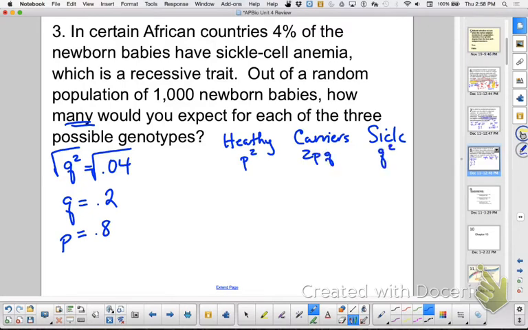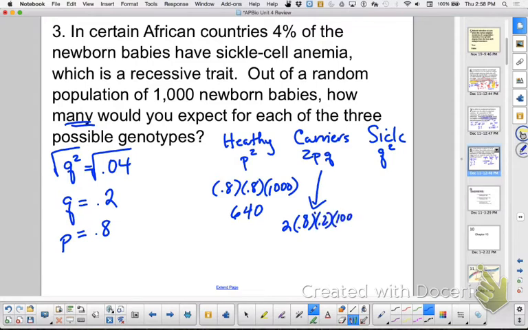Yes? Okay, so all I have to do is my p squared, that's 0.8 times 0.8 times, how many are in my population? 1,000. What is that number? 640. Okay, and then for my carriers, that's 2 times 0.8 times 0.2 times 1,000. What is that? 320. Okay, and for this one, we already know it's 4%, but what's left? 40.